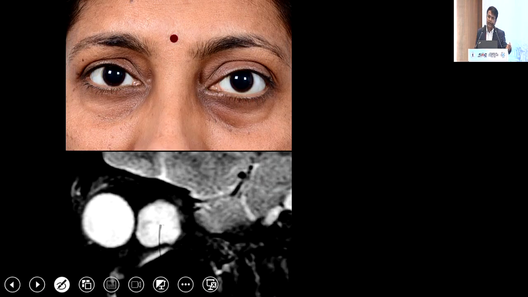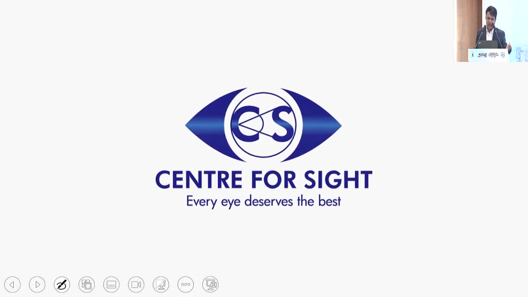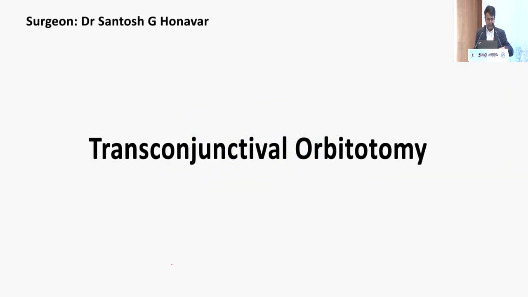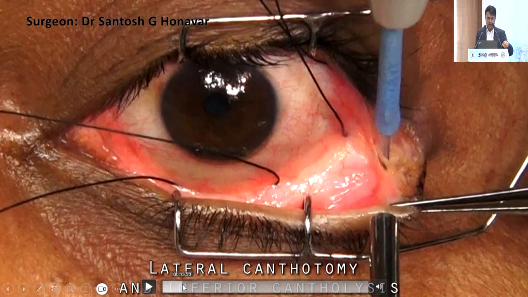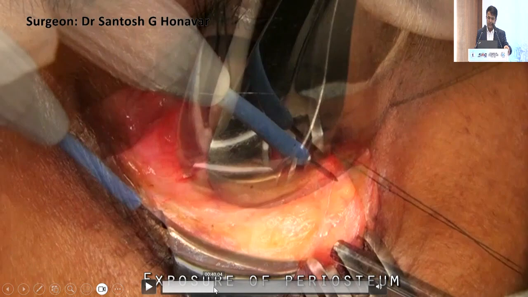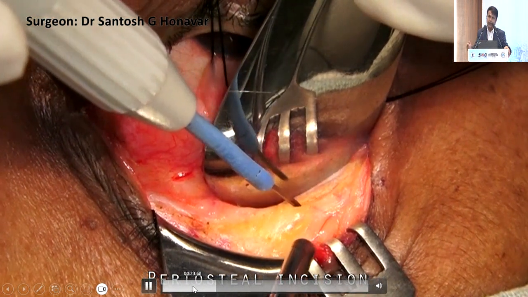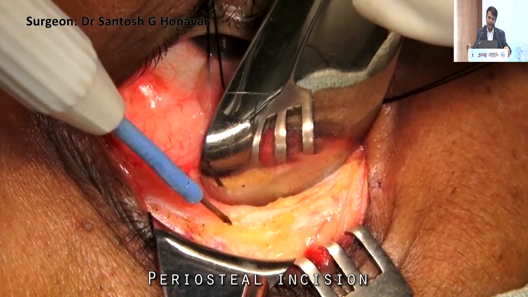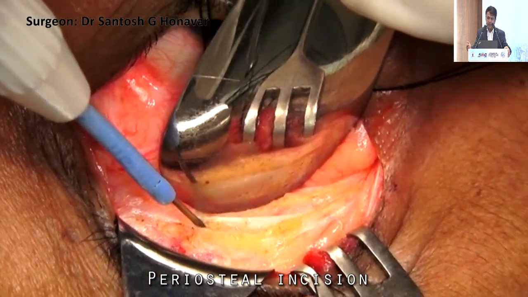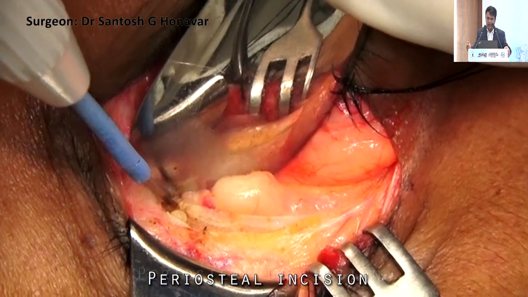Now, this was a young lady with intraconal orbital mass, which was a cavernous hemangioma. I'll go through this video very quickly. You can see that that's the approach that we are making, lateral canthotomy and inferior cantholysis. In some situations, you can actually avoid lateral canthotomy and inferior cantholysis. Then you go directly to the periosteum. That's about 2 to 3 millimeter below the inferior orbital margin.